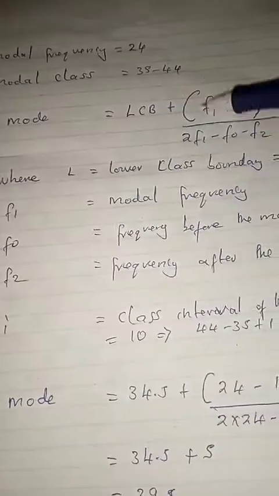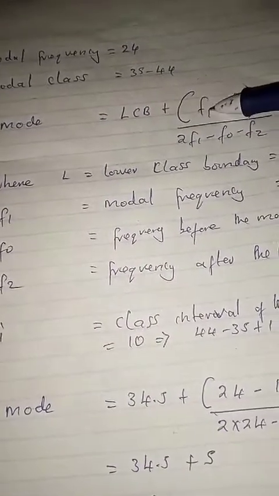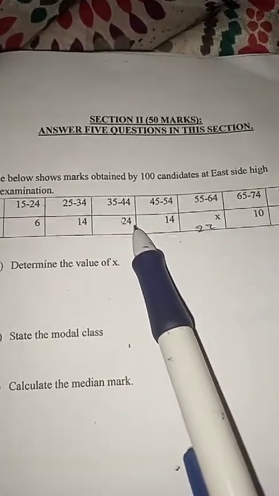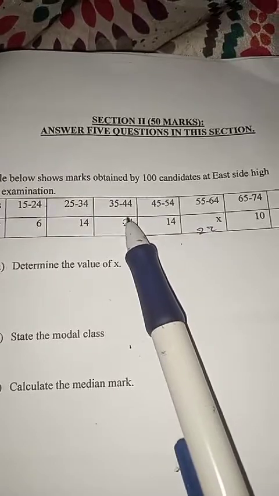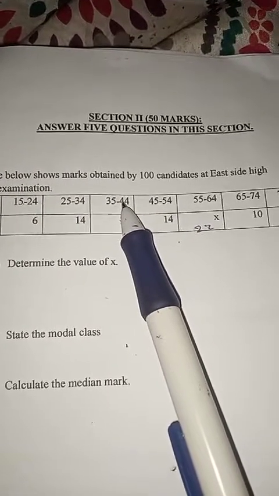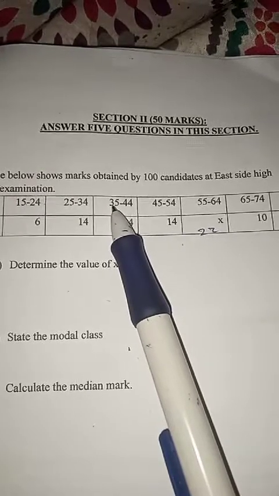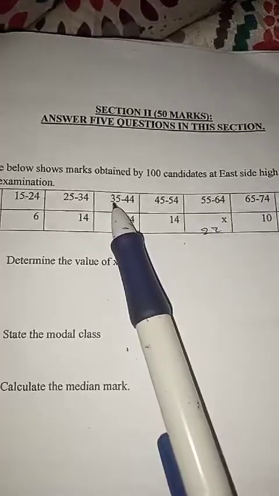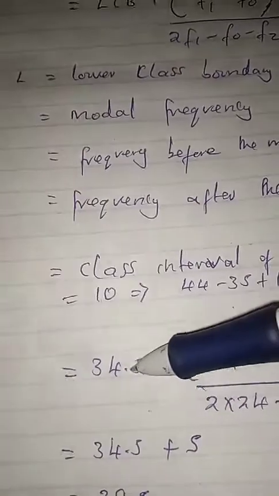So replacing these values, to get our modal frequency as F1, we come to this table again and analyze. The highest frequency is 24. This is the modal frequency. Therefore, our class is 35 to 44. The lower class boundary is obtained from this lower mark, which is 35 minus 0.5 to get 34.5. So come and write here 34.5.